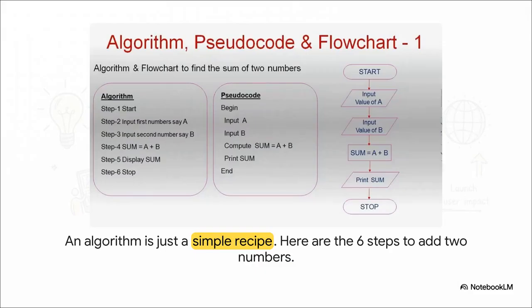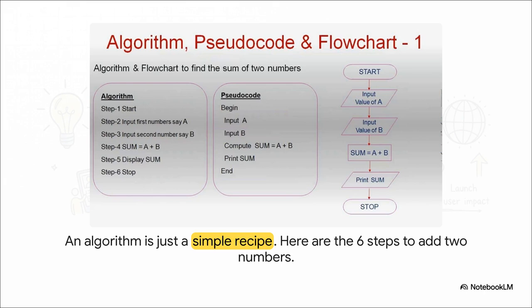And an algorithm can be incredibly simple. I mean, look at this. It's really just a recipe, laying out the 6 basic steps to add 2 numbers. Step 1, start. Step 2, get a number. You get the idea. It's straightforward, logical, and anyone can read and understand it.